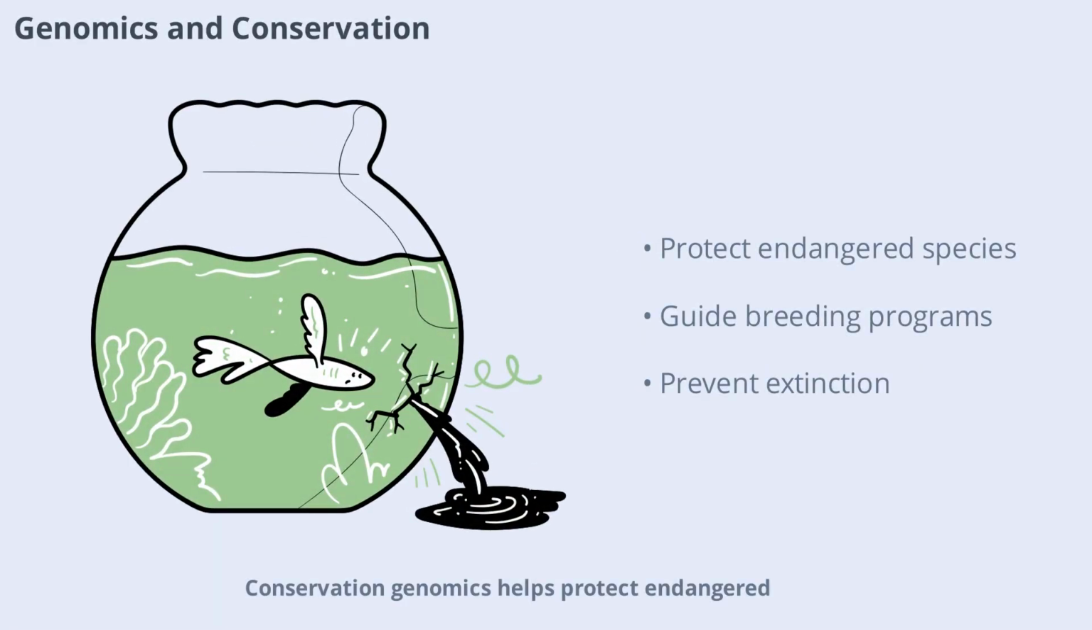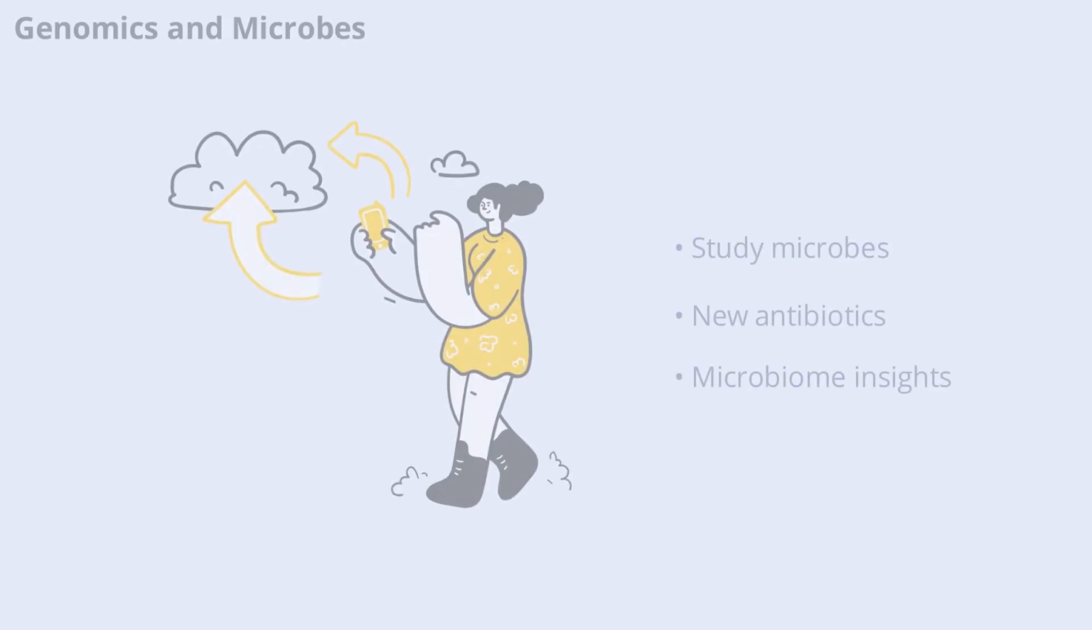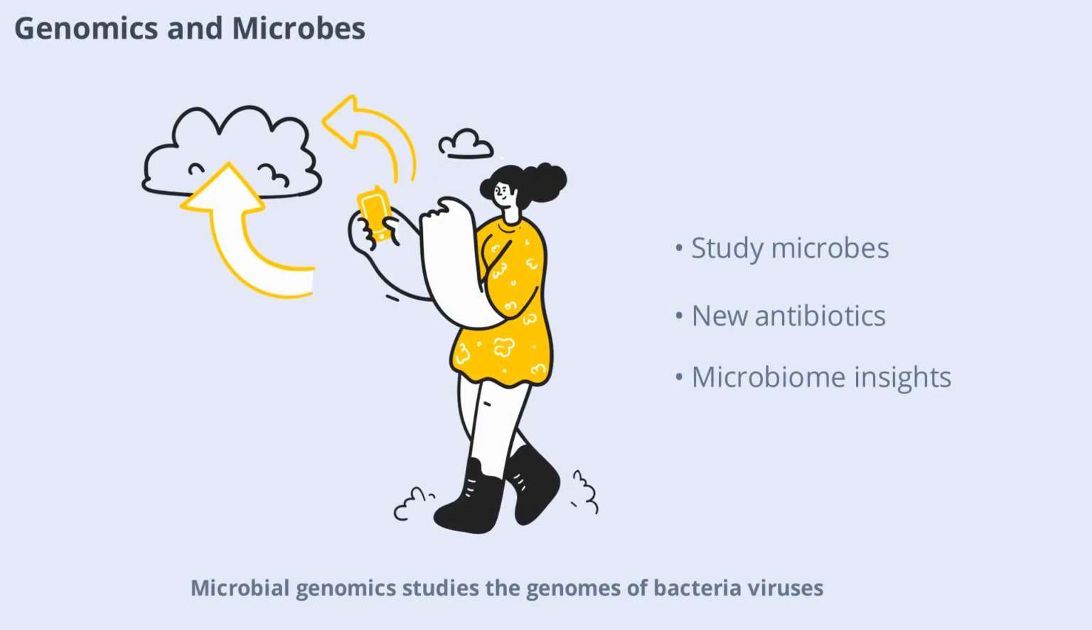Conservation genomics helps protect endangered species by studying their genetic diversity. This information guides breeding programs and conservation efforts, ensuring the survival of species at risk of extinction. Microbial genomics studies the genomes of bacteria, viruses, and other microorganisms. This field has led to new antibiotics, better understanding of the microbiome, and improved public health strategies.